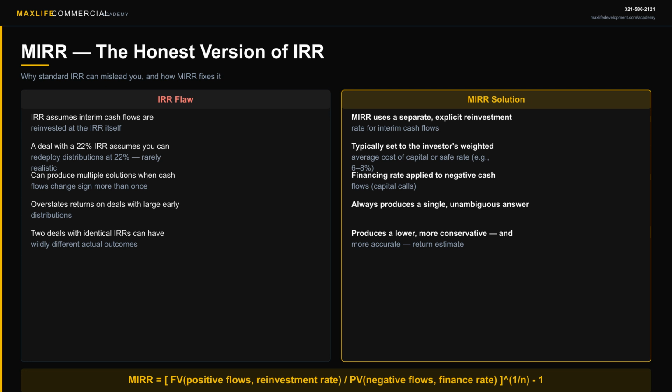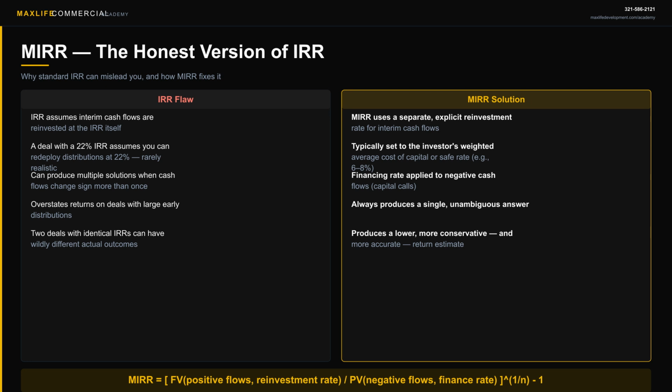Positive cash flows are assumed to grow at a realistic reinvestment rate, typically your weighted average cost of capital or a safe rate around 6 to 8%. Negative cash flows are discounted at your financing rate. The formula on screen takes the future value of all the positive flows, divides by the present value of all the negative flows, and annualizes the result. MIRR always produces a single, unambiguous answer, and it's always more conservative and more accurate than standard IRR.